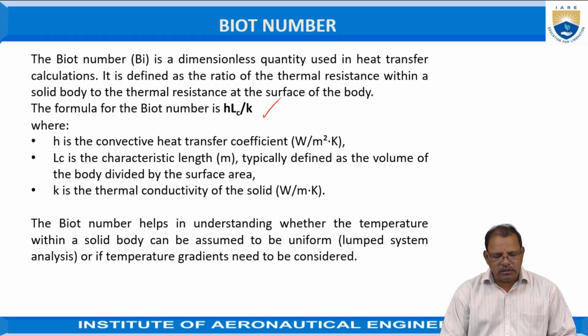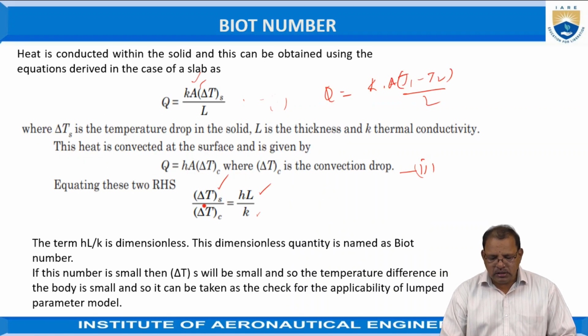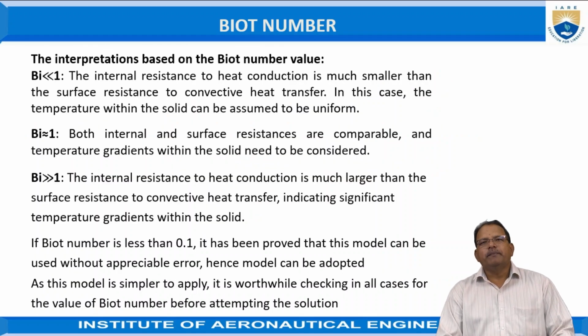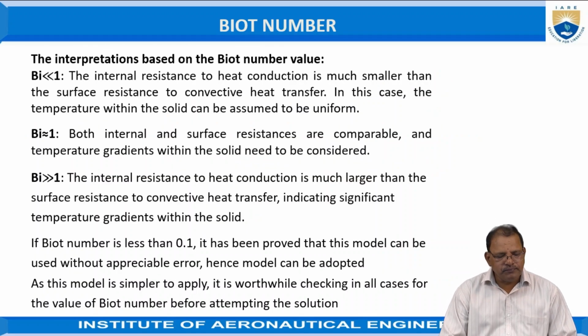This Biot number helps in understanding whether the temperature within the body can be assumed to be uniform, that means lumped system analysis, or if the temperature gradients need to be considered. Generally, as I already said, it is used for lumped system analysis, that is, the applicability of the lumped parameter model. So, the interpretation based on the Biot number values.